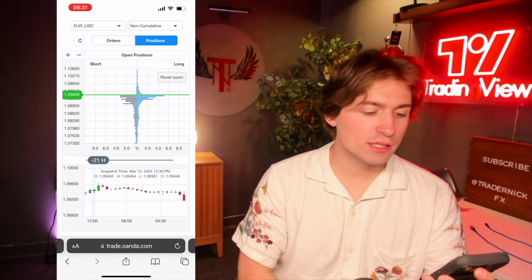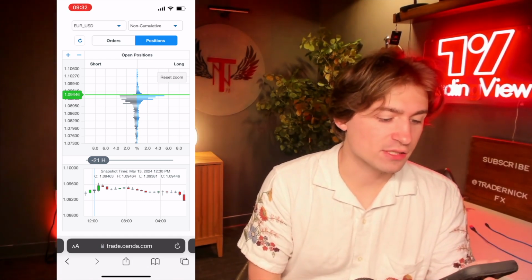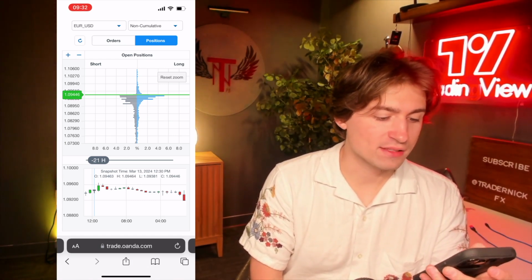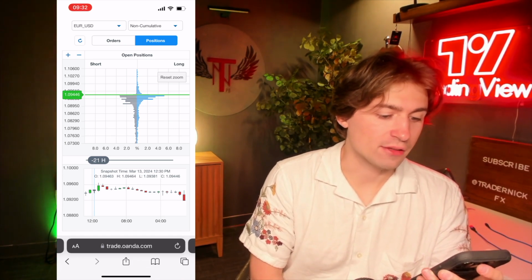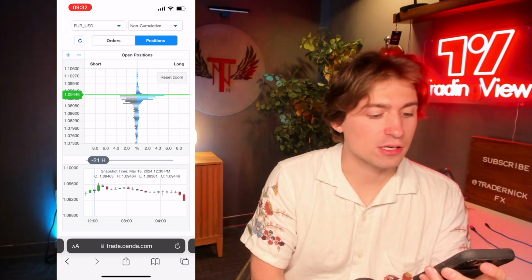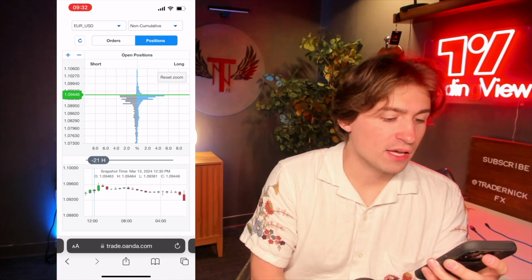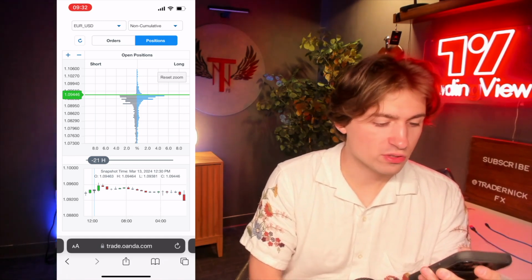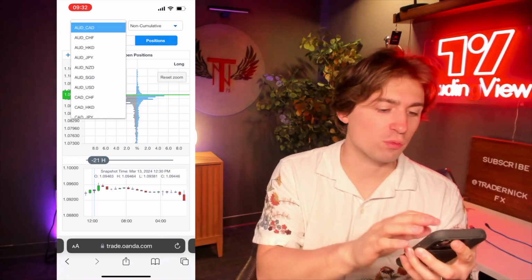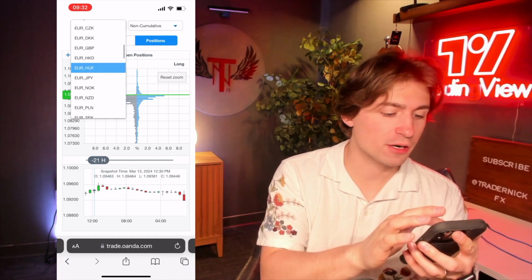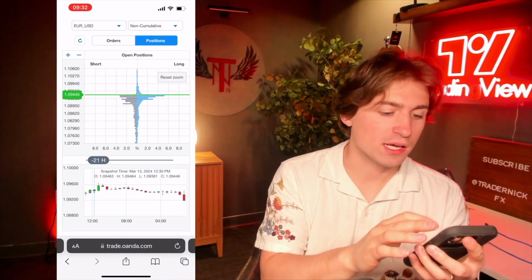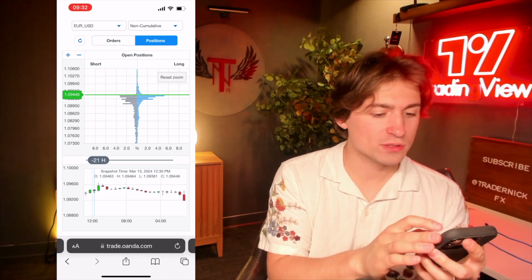So when we look at the euro, we can see that there seems to be quite a bit of orders on the buy side here below current price, as well as some sell orders as well. And of course you can switch to any chart you want. They have a ton of options here. It's very easy to use on the mobile. So very cool to see that.